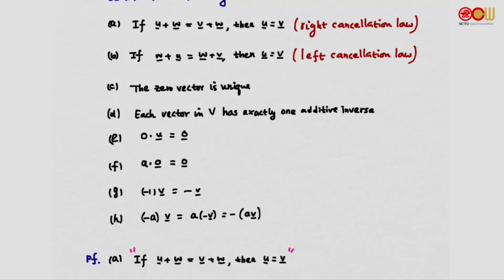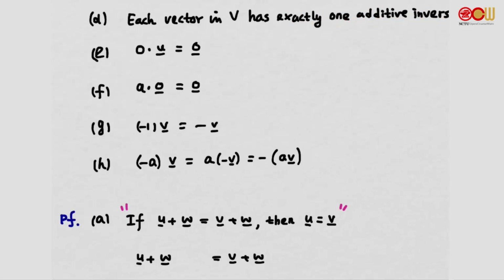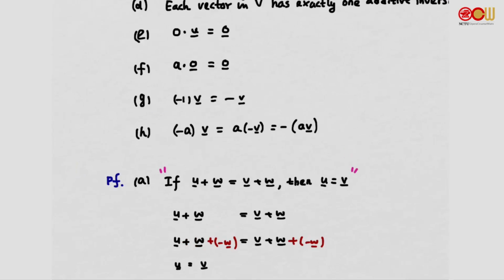Let's start with the proof of the right cancellation law. So we have u plus w equal to v plus w. What would be helpful to get us u equal to v? Let's add something to the two sides of this equation. What would be useful here? We can add the additive inverse of w to both sides. Then these two will cancel out. These two will give us the zero vector. Then we get u equal to v. The left cancellation law can be done in a similar manner.